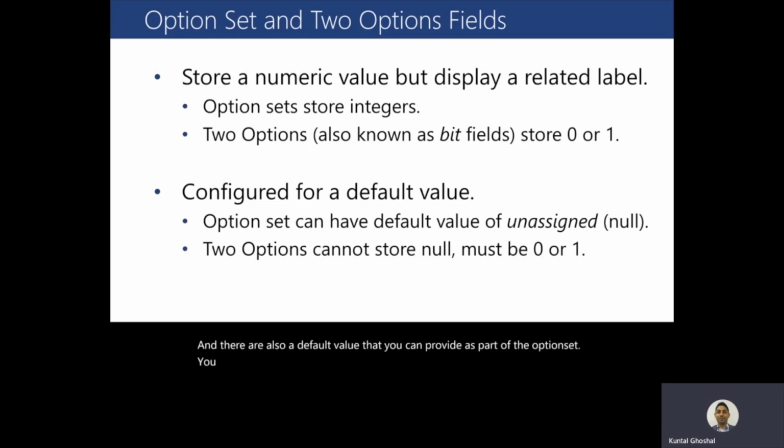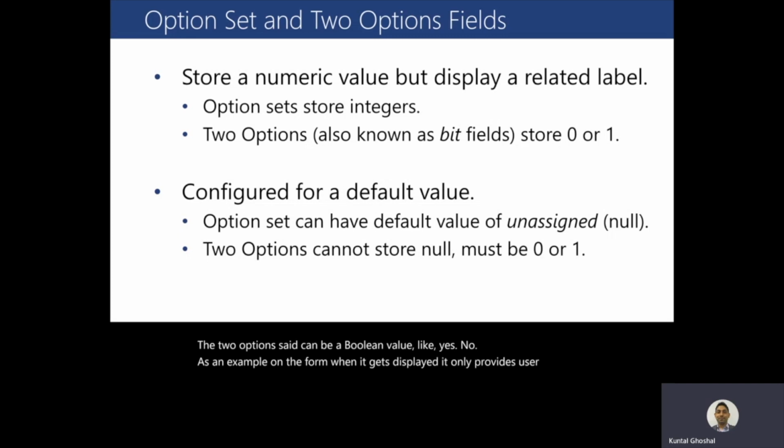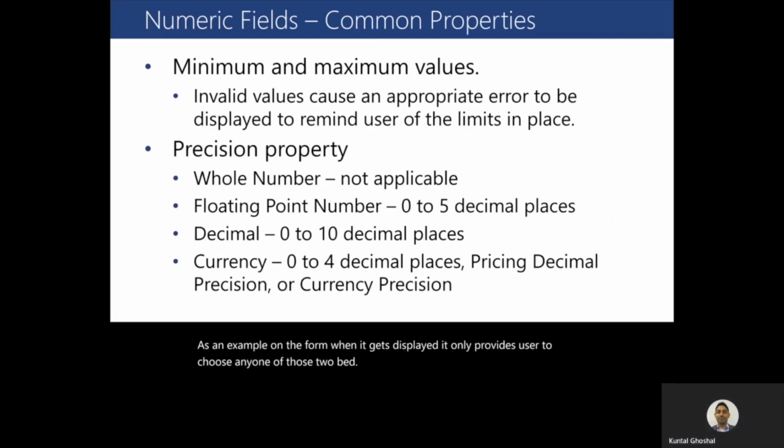When you're creating an option set, you can also choose whether it cannot be left empty, like marking a default value that should always be there, or marking it as mandatory on the form. The two option set can be a Boolean value like yes, no, as an example. On the form, when it gets displayed, it only lets the user choose any one of those two values.